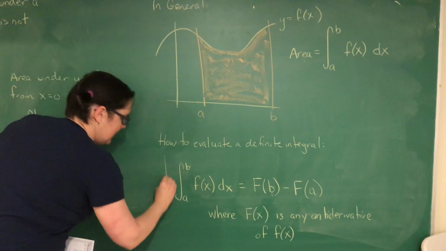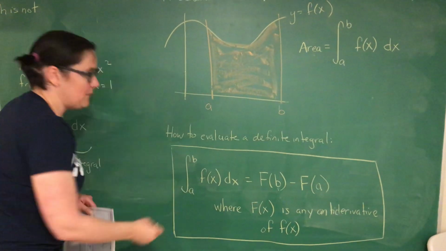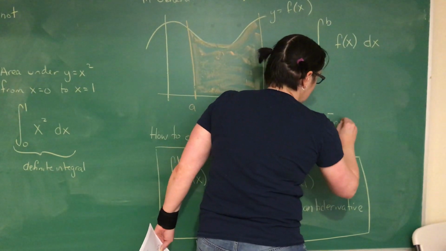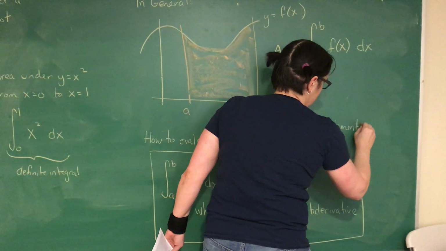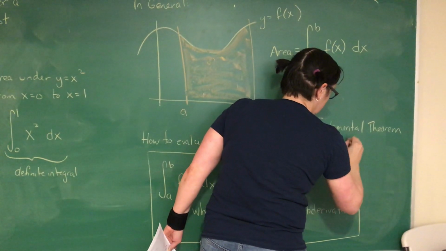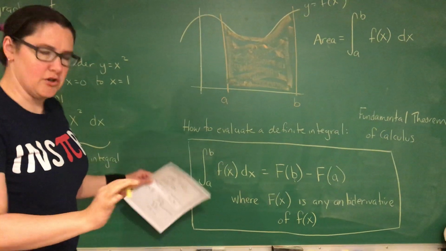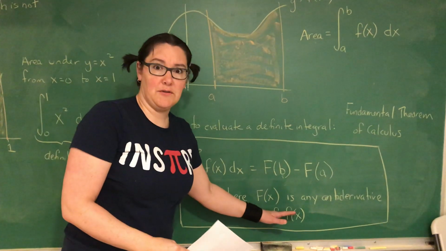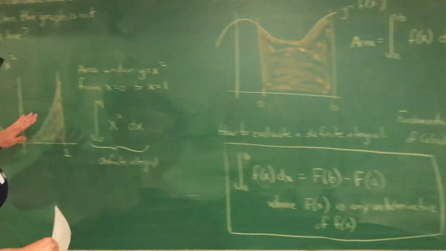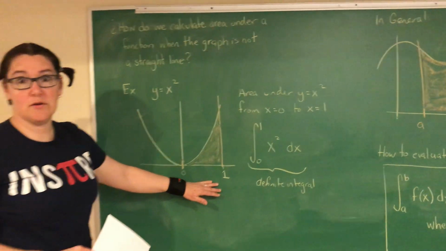By the way, this thing that I've just written down here, it turns out this is a really big result in calculus. It is such a big result that this thing inside the box here is called the fundamental theorem of calculus. So there's a lot of stuff that goes into this theorem, but we're just going to go with it now. So let's use this fundamental theorem of calculus, these instructions on how to evaluate a definite integral, and go back to our example of find the area under y equals x squared from 0 to 1.